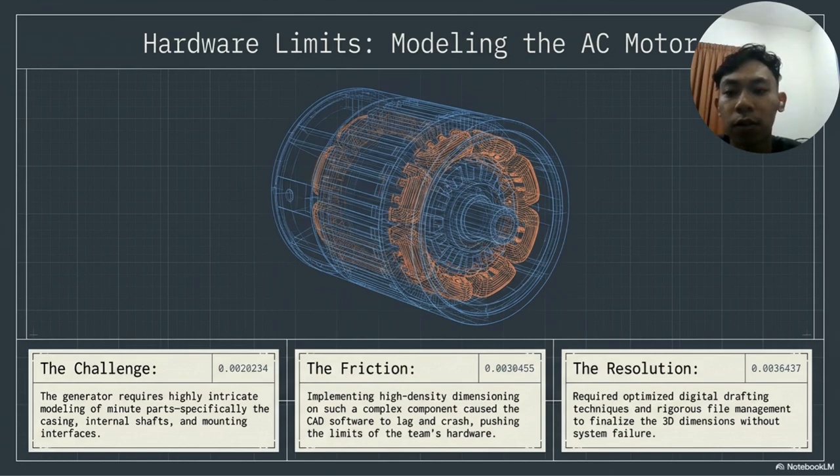These components contain many interactions, including features such as shaft, casings, and mounting interference. The complex axes increased file size and processing requirements, causing software lag and performance issues. It is also because I'm using AutoCAD 2027, which is something suspicious at that model. To overcome this, we optimized our drafting techniques and carefully managed model details to keep the system steady.